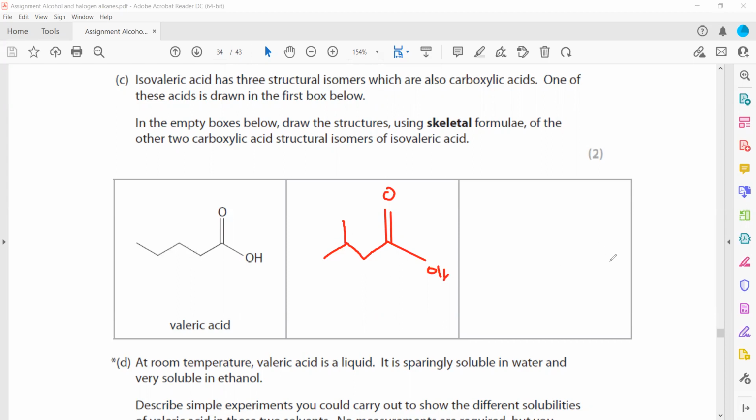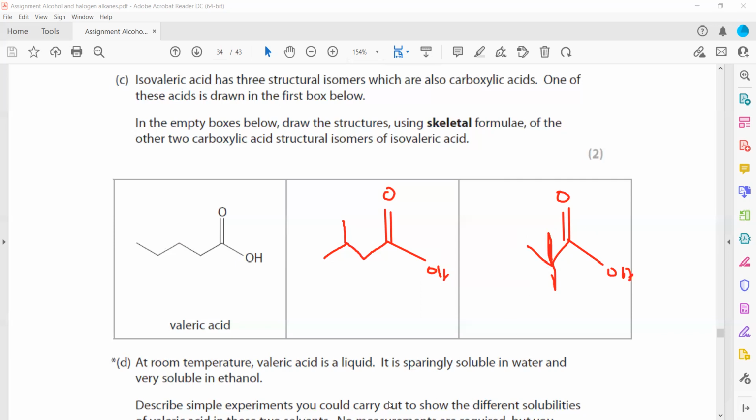Or the next one, C double bonded with O and OH is already there. We cannot change that. So this is one, two. So I do the second one, and then one branch up, one branch down. So that is another structural formula.